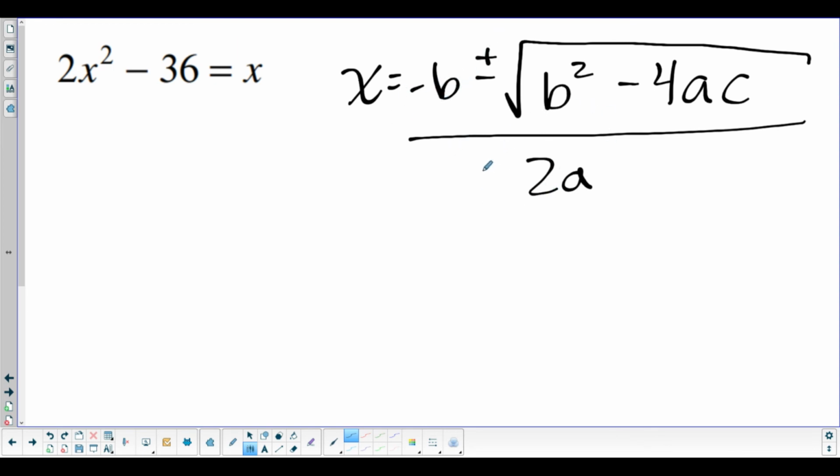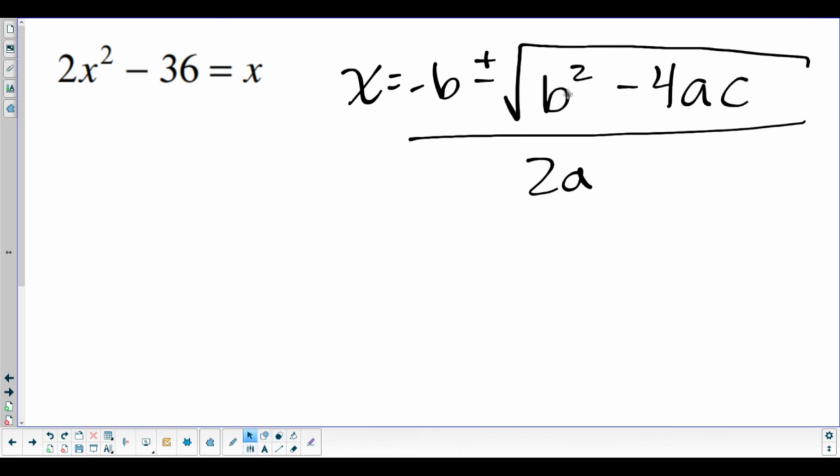Okay, now this plus or minus, once again, is going to mean that we're going to get two answers. We're going to get a version where we're adding what's called everything under the radical, right? And then we're going to also subtract it.